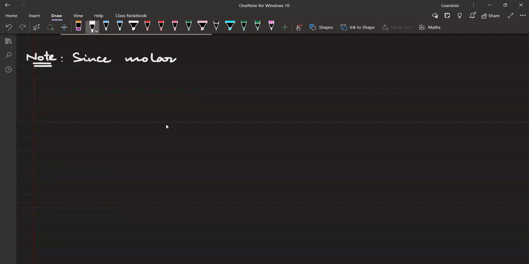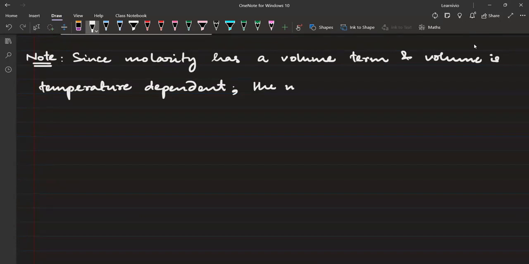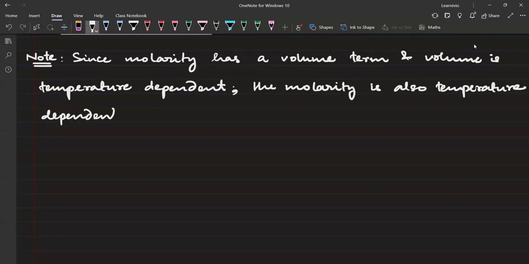Write a note. Since molarity has a volume term, and volume is temperature dependent, the molarity is also temperature dependent. Okay. First thing is this.